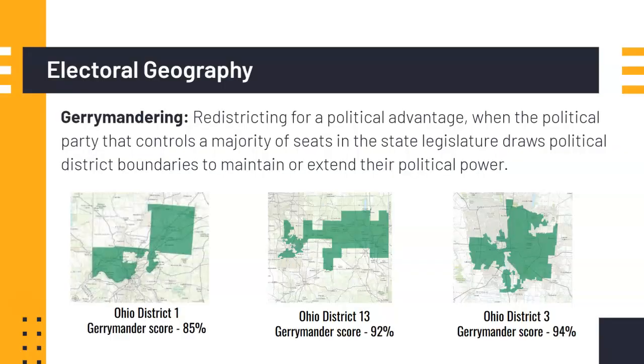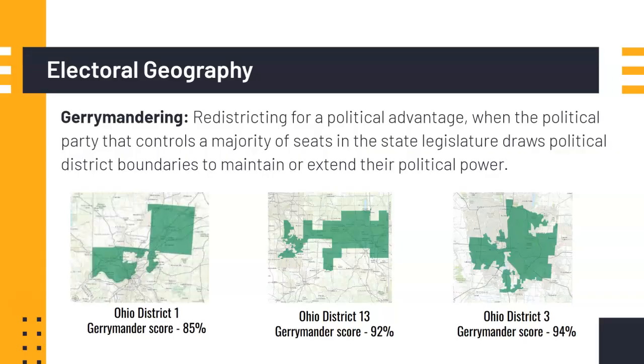Gerrymandering is the practice of redrawing political district boundaries with the intent of gaining a political advantage. This typically happens when the political party that controls a majority of seats in a state legislature manipulates the boundaries to help their party win more elections. Instead of drawing districts that fairly represent the population, they create districts designed to favor their party, often by concentrating opposing voters into one district or spreading them thin across many districts. This process allows the party in power to maintain or extend their political control by ensuring that their candidates have a better chance of winning.